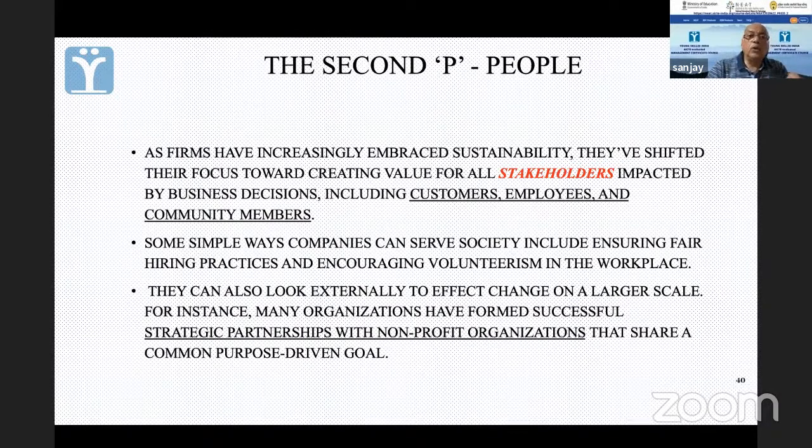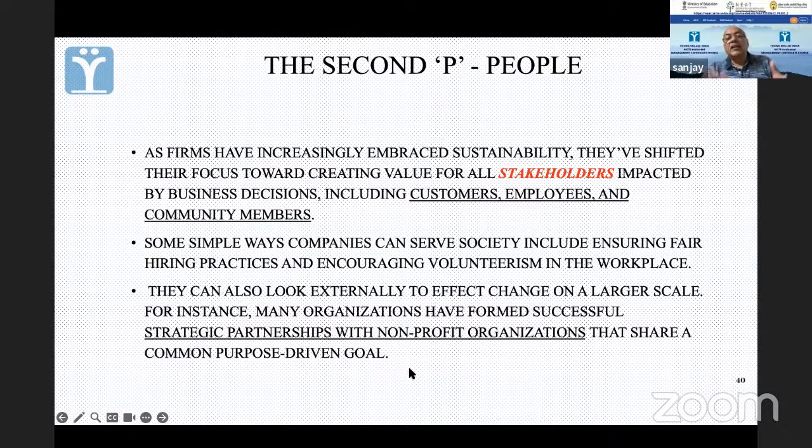So now you have to focus on all those things which promote not just a profitable company, but a cleaner, better environment. Now, this will include a lot of transparency. Your hiring practice has to be fair. You encourage volunteerism in the workplace. And they can also look externally to effect change on a large scale.